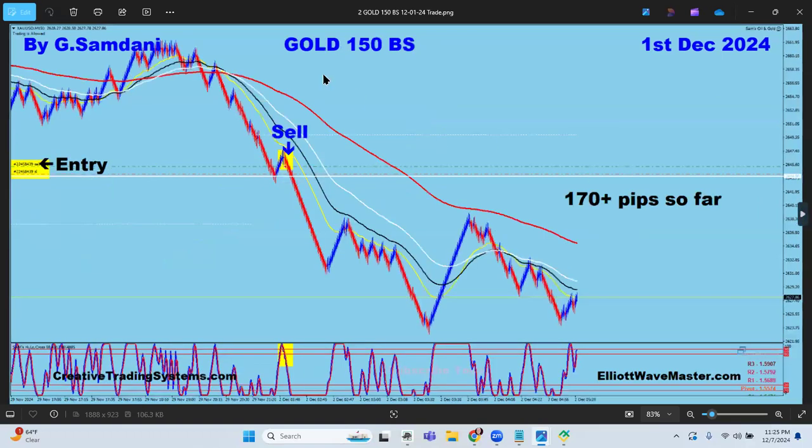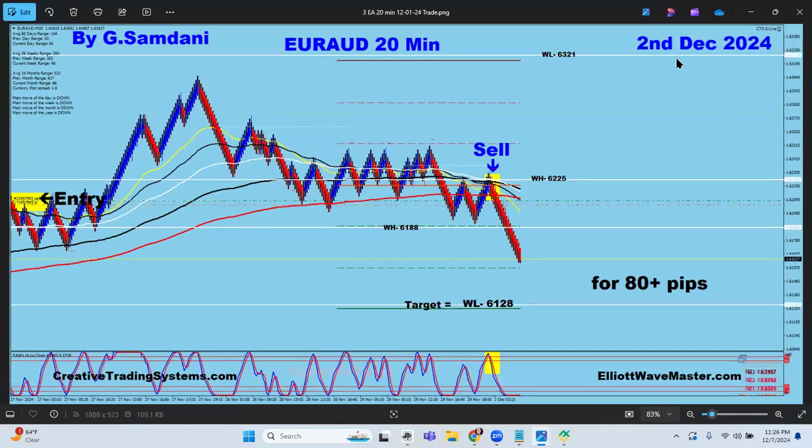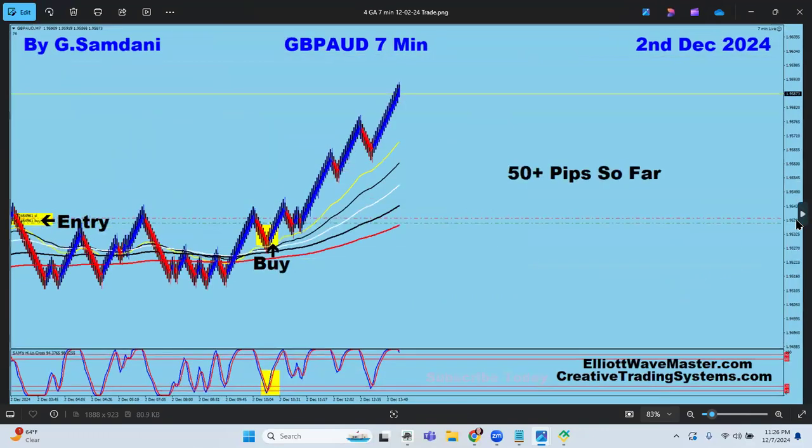55 pip here on the gold trade, 150 box size. This is the entry, and 170 pip right there. On the second, Euro Aussie small trade, but for 80 pip. This I think is a 20-minute chart, and sell orders right there. Now this one is pound Aussie on the second, and 50 pip only here. Because they move a lot, and when they move like 150, 140 pip, they give you a 150, 140 pip trade easy. But this one, that's what I said, is a small trade.